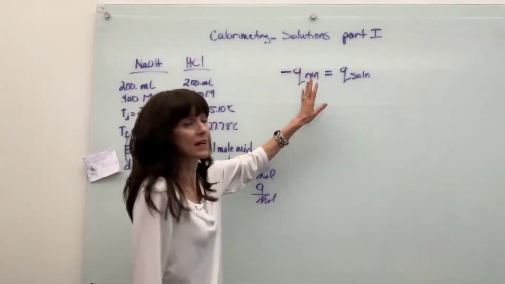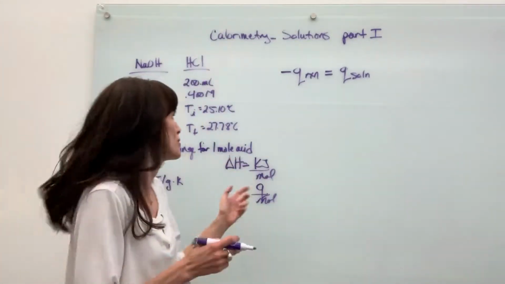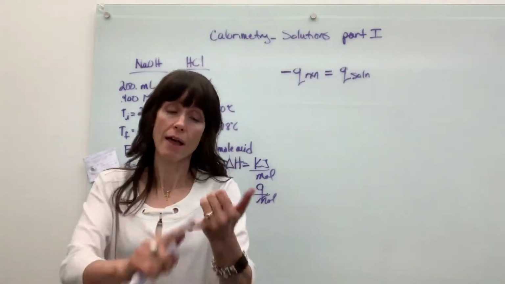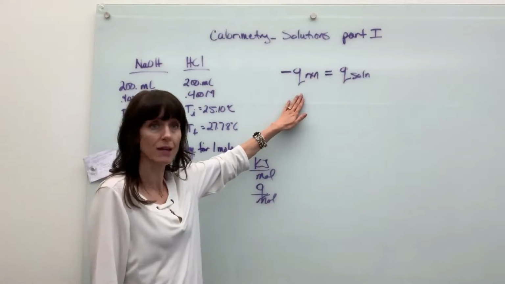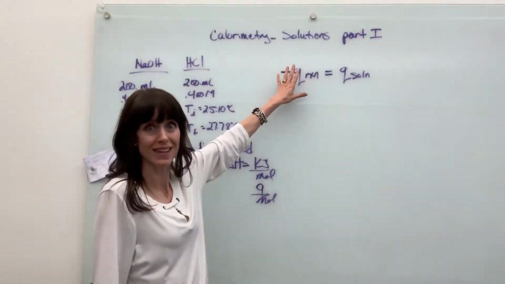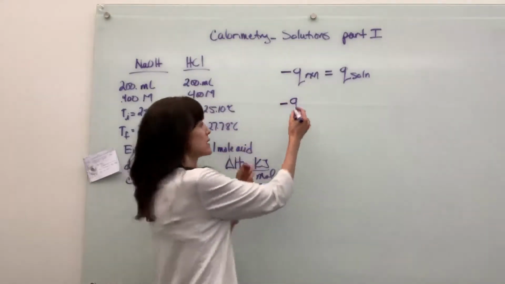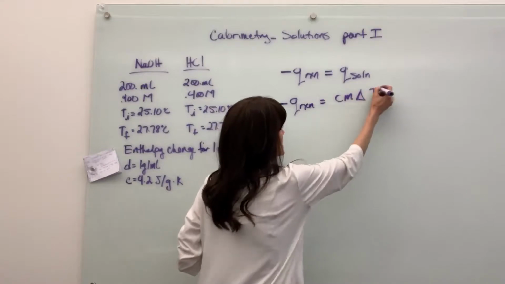So I'm not going to break that into the formula. Students will always ask me, Mrs. Lobb, when do I use Q or find Q? When am I using CM delta T? If they want enthalpy or heat, you don't break that apart, okay? Because that's the answer. So we're going to have the energy released by this reaction, negative Q of reaction, equals CM delta T.